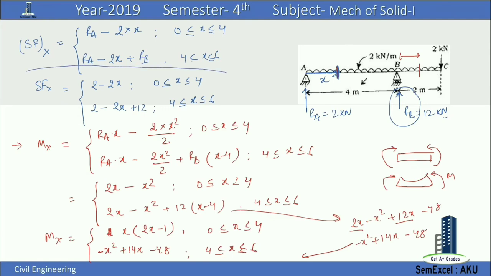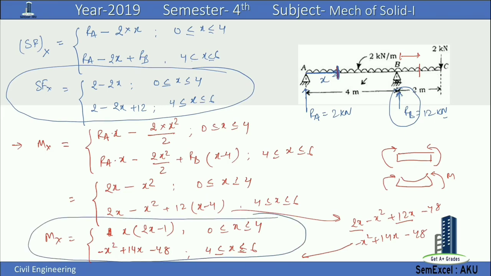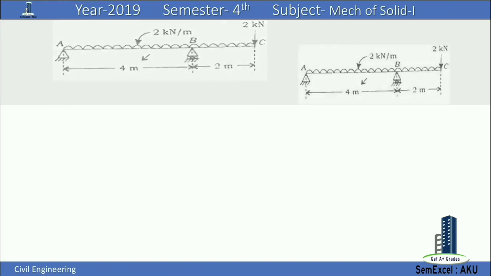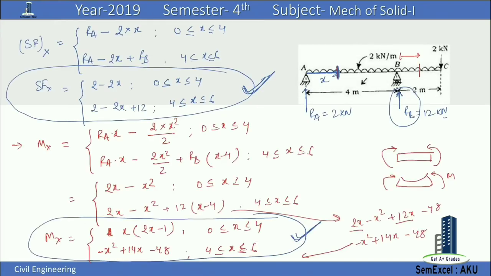We have calculated the shear force at all sections, and we have calculated the moment at all the sections. Now we will draw the shear force diagram using this relation and the moment diagram using this relation. So let's draw. First we will draw the shear force diagram and then the moment diagram. For length AB, we have a shear force 2 minus 2x. This is the shear force. So we will draw that.